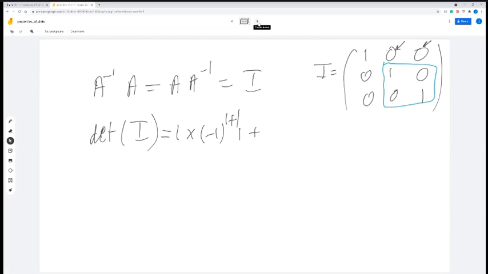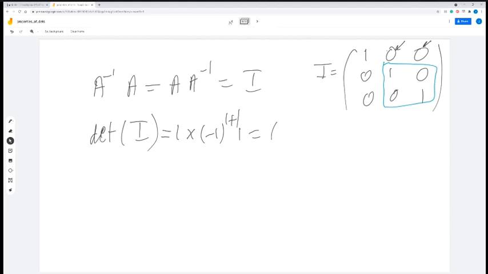It's just one term in the determinant, one term, and obviously it's equal to 1. So the determinant of the identity is just the number 1, and this is true for any identity, no matter what size it may be, 2 by 2, 3 by 3, 4 by 4, whatever. Okay, and now we apply this rule.